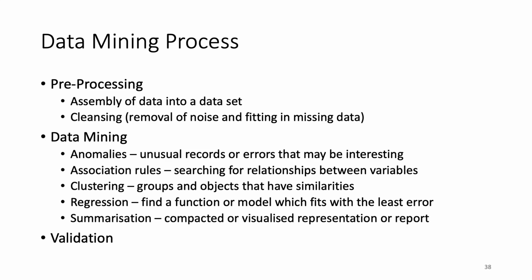Once we've got the data and we've cleansed it and we've got it ready, we then go through the process of data mining. So the first thing we do is we look for any anomalies within the data. We look for glitches in the matrix. We're looking for unusual records, errors, things that may be interesting within it. The second thing we look for is association rules, so relationships between variables. If, when somebody is checked into A&E, it is Saturday or Sunday, are their outcomes, the likelihood of them surviving, drastically affected?